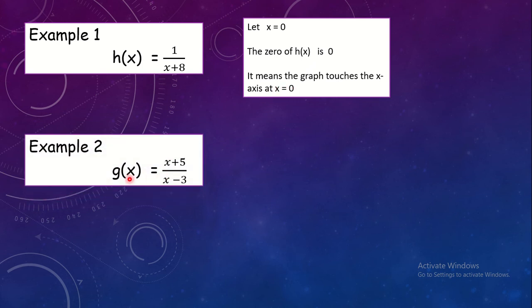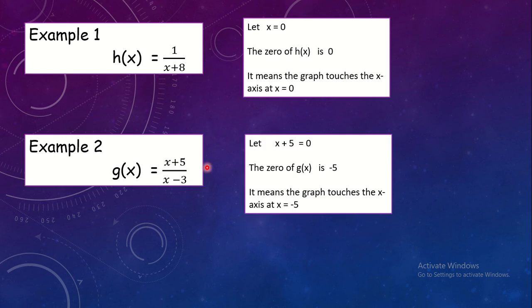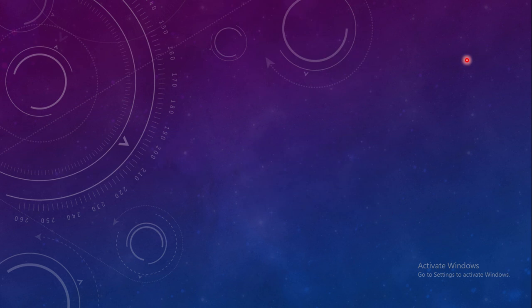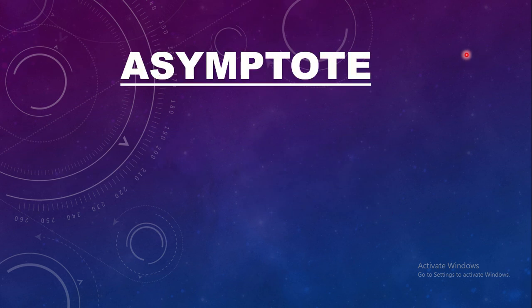Example number 2, g of x is equal to x plus 5, x minus 3. So, the numerator is x plus 5. So, equate natin siya into 0. Ang mangyayari is, the 0 of g of x is negative 5. Bakit negative 5? Nilipat lang natin siya sa kabila. Diba? So, it means to say that the graph touches the x-axis at the x is equal to negative 5. Okay? Ganun lang kadali yung zeros.